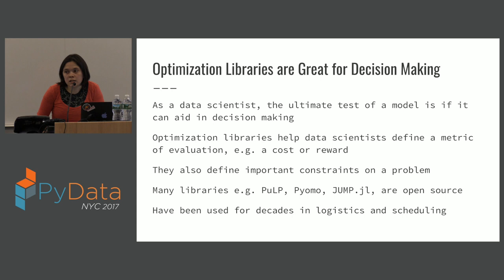And many libraries are open source. I've used PuLP in this example, but JuMP.jl is a Julia library that has gotten good reviews. Pyomo is another Python optimization library. Optimization has been used for decades in industry. It's used in scheduling, it's used in logistics, and conceivably you can also use it for setting up seating arrangements. So I really suggest that you all try out an open source optimization library. It's a great tool to add to your toolkit, and hopefully it'll take some of the stress off your next party.